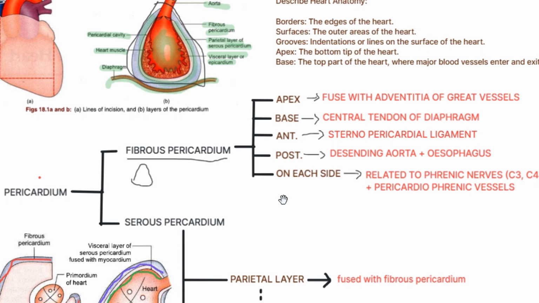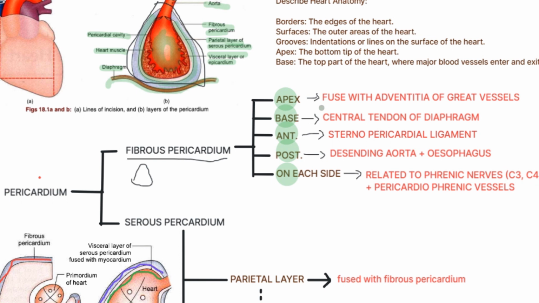Now, in the fibrous pericardium, we will see different features. Features like your apex, your base. What are the features in the anterior side of the fibrous pericardium? What is in the posterior side of the fibrous pericardium? So apex, base, anterior, posterior, and what is present on each side. So let's start with apex. Apex is blunt and lies at the level of sternal angle. It is fused with roots of great vessels and with pretracheal fascia.